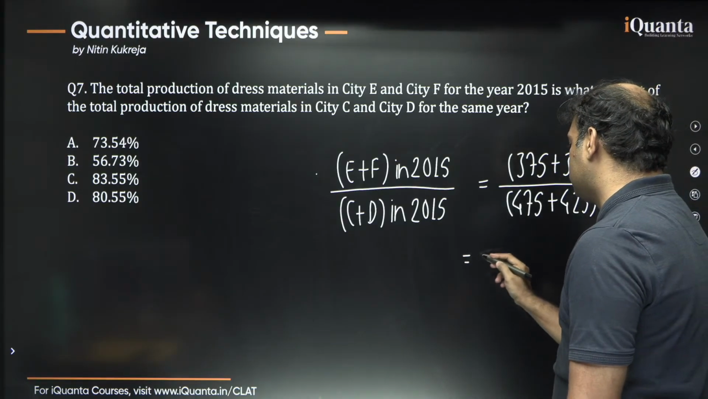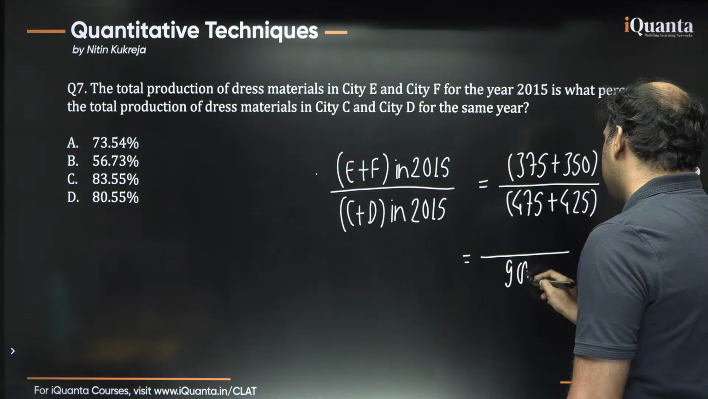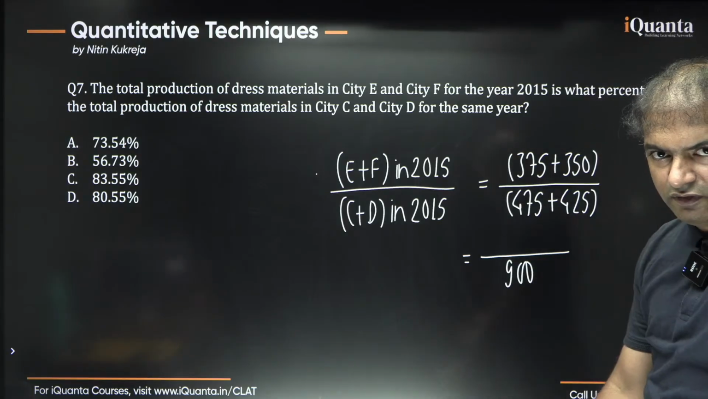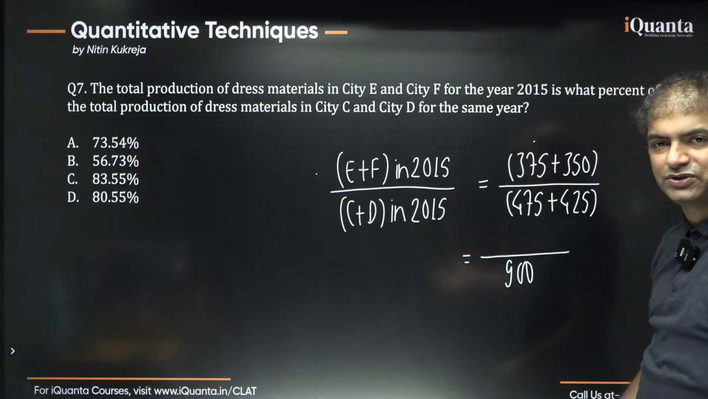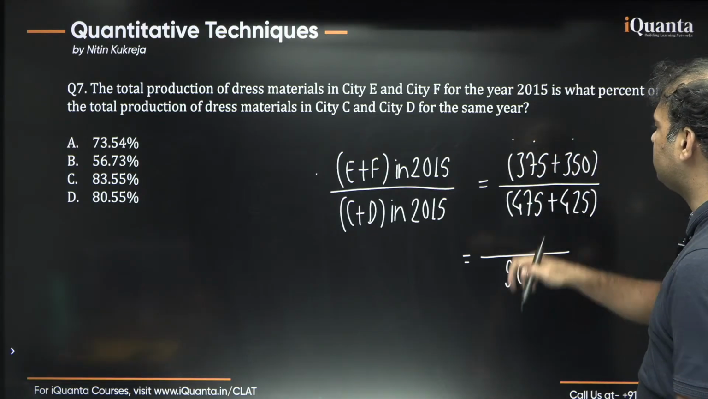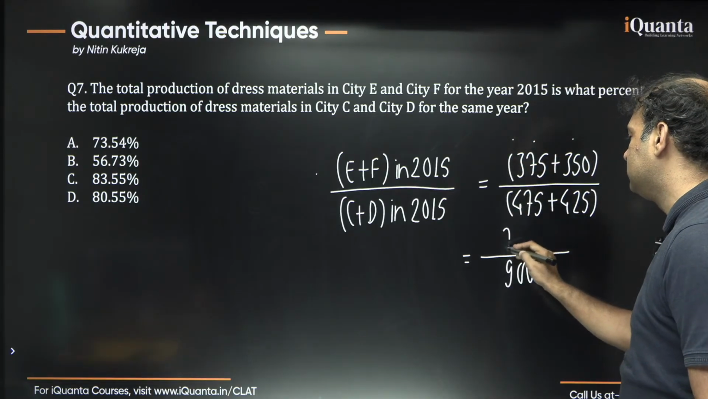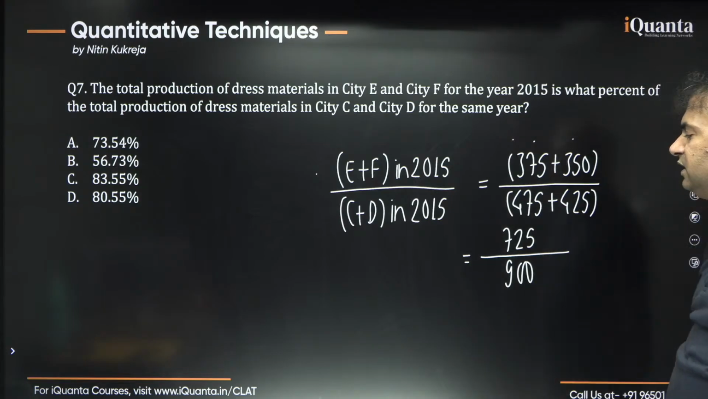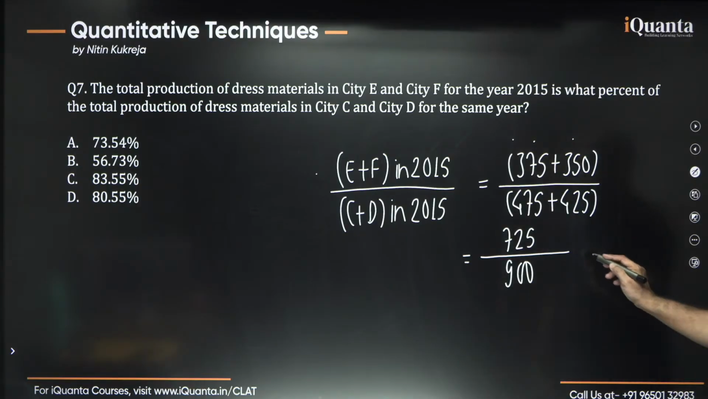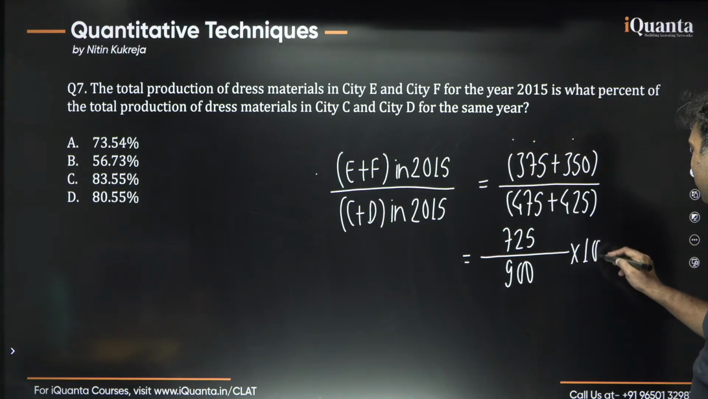So the denominator is 900 and the numerator should be how much? 350 plus 350 is 700 and 25 is 725. So finally we have to find out 725 is what percentage of 900. Again guys, we can do it in a lot of ways, but the best way I think this time is just multiplying by 100.